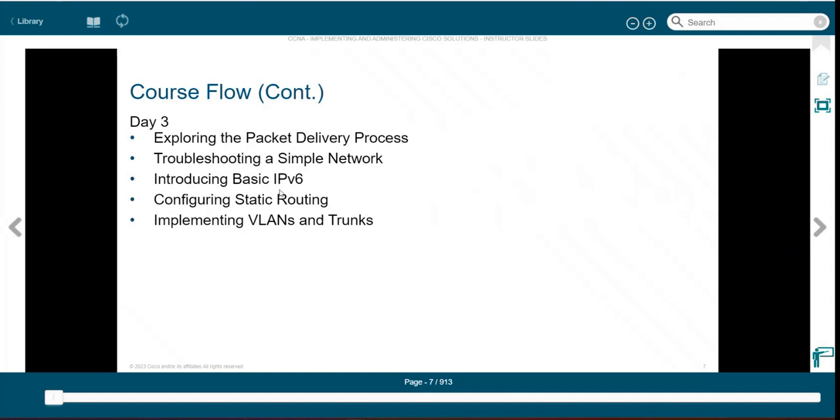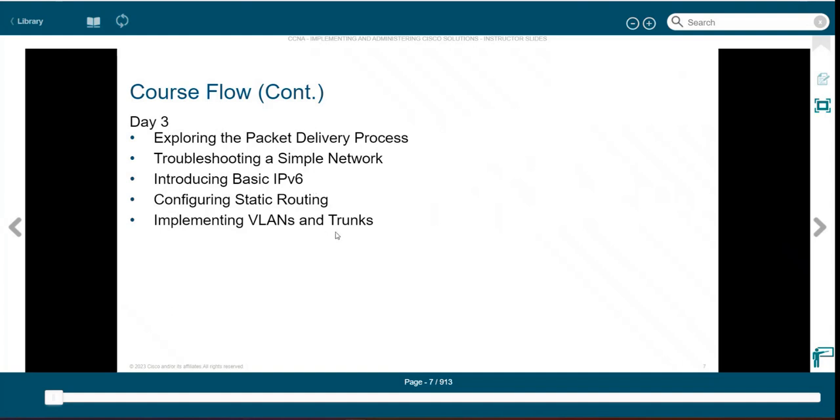Then there is an introduction about IPv6. So on day one and day two, we already have discussed IPv4. Then we have IPv6, which is going to be and is already the future of IPs and a new version of IP. So there is a discussion about that, and then some basic configuration on IPv6 as well.